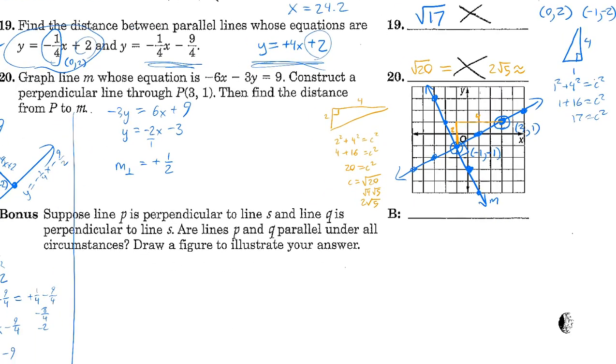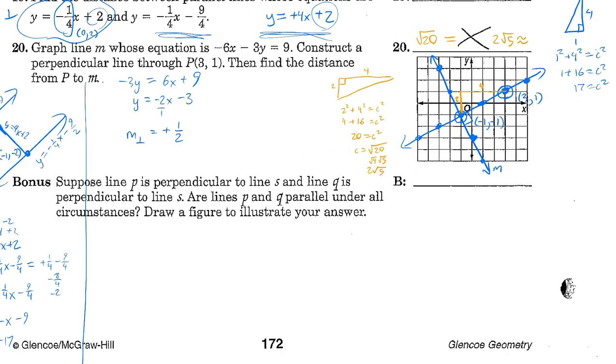Okay, last one. Suppose line P is perpendicular to line S, and line Q is perpendicular to line S. So you've got a line S, and you've got two lines perpendicular to it. P is perpendicular to it, and Q is perpendicular to it. Are lines P and Q parallel under all circumstances? Oh, snap-a-doodle. The answer is no.